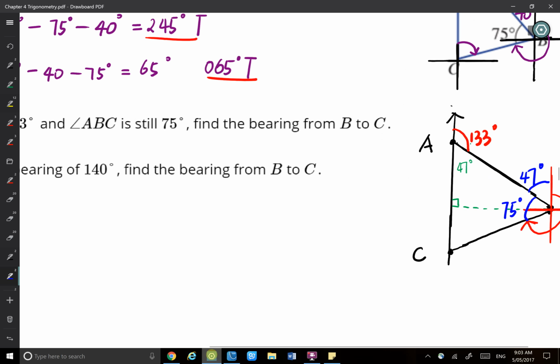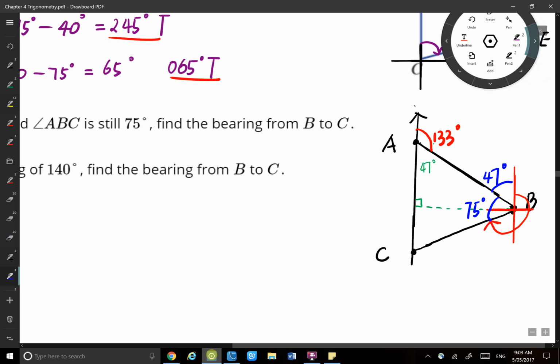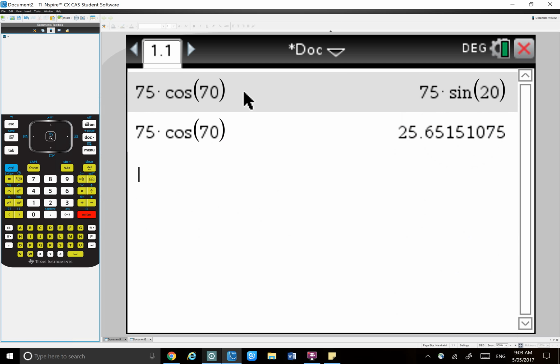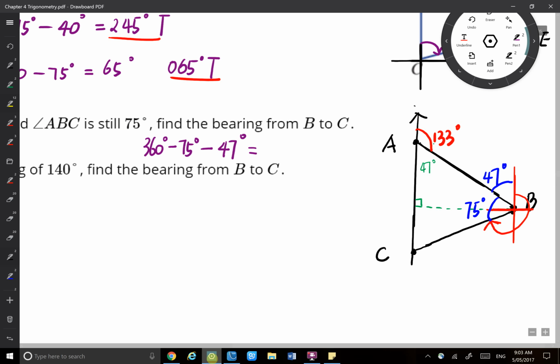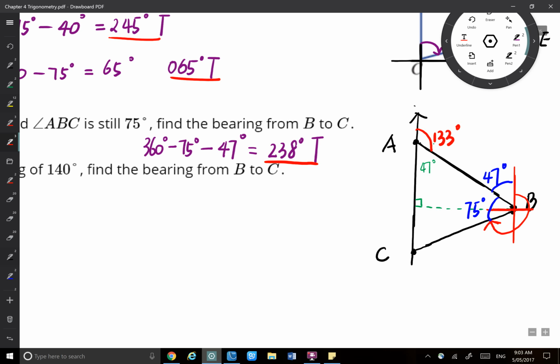So I want to find the bearing, which is 360 degrees, subtract 75 degrees and subtract 47 degrees. So 238 degrees true. That is the bearing of C from B.